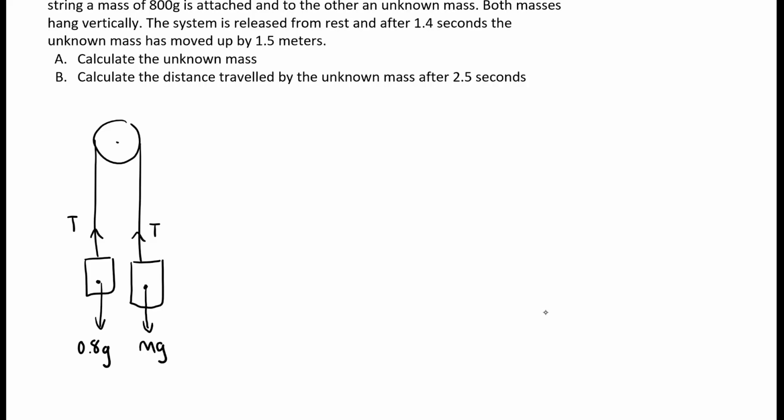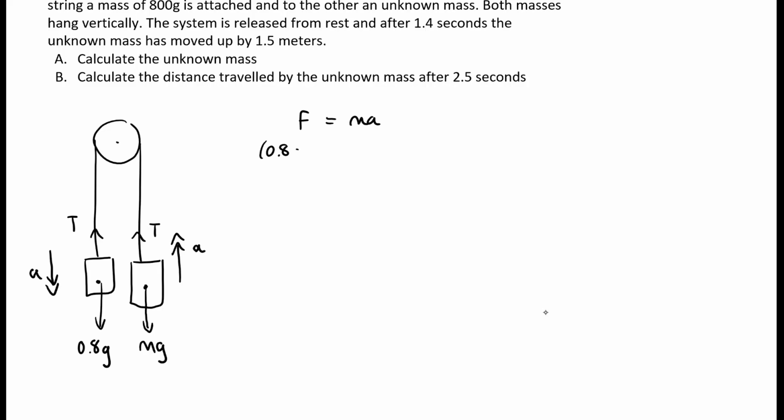We'll read on. The system is released from rest, and after 1.4 seconds the unknown mass has moved up by 1.5 meters. So this is the one that's going to move up. So the acceleration arrows must be this way around, up on the right and down on the left. Step 4 is to apply F equals ma to each object.